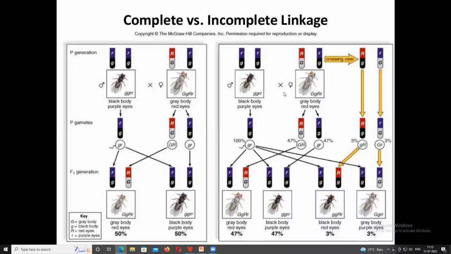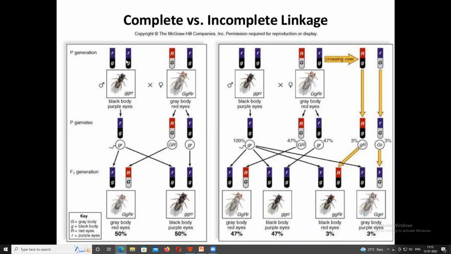Complete versus incomplete linkage. If there is a complete linkage, what does it mean? Complete linkage means genes are going together. In other words, there is no crossing over. Am I clear? This is one parent.